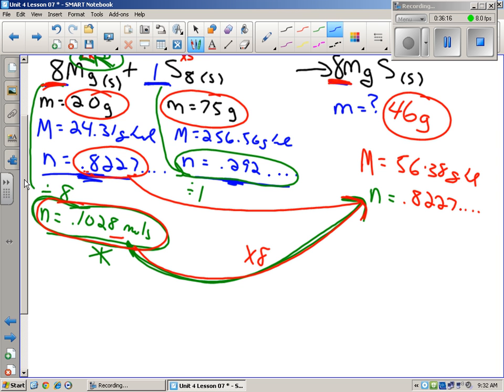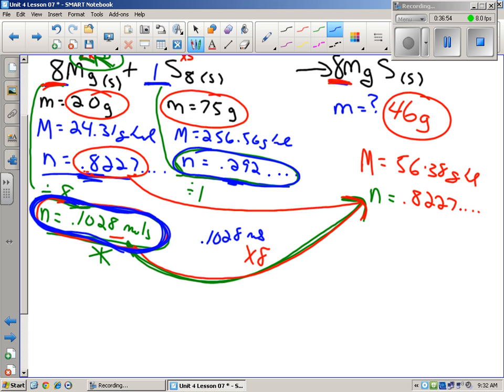So it doesn't really matter. But look, if this is an 8-to-1 ratio, this is a 1-to-1 right here. So this 1 should react with 1 right here. So 0.1028 moles of magnesium should react with 0.1028 moles of sulfur. I had 0.292 moles here. So how much reacted? Well, 0.1028 on a 1-to-1 scale, guys. 0.1028 should react with 0.1028 moles here.